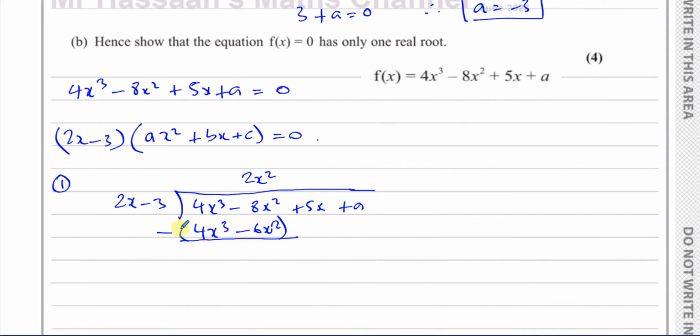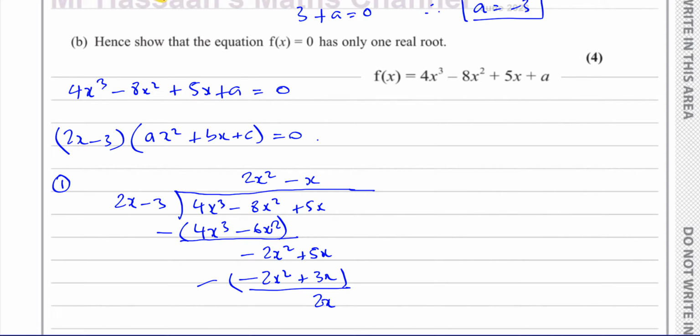Then you've got minus 8x squared minus minus 6x squared, which is minus 8x squared plus 6x squared, which is negative 2x squared. Then you say 2x goes into minus 2x squared minus x times. You bring down the next term, and then minus x times 2x is minus 2x squared, and minus x times minus 3 is positive 3x. Then we again subtract. Of course this gives us 0. You have 5x minus 3x, which is 2x. Bring the next term down, which is a.